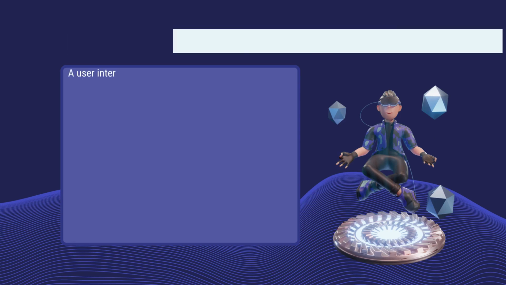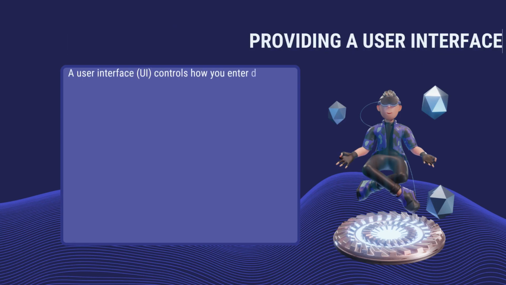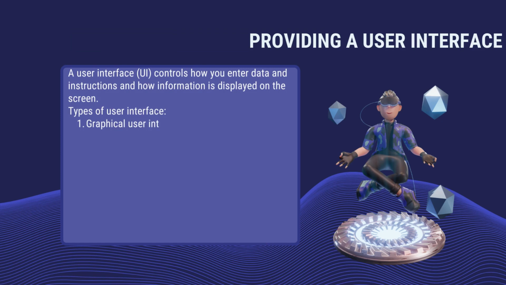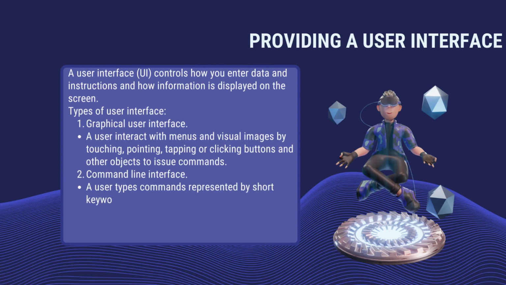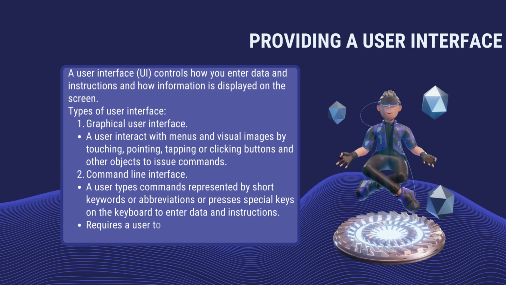Providing a user interface. A user interface, or UI, controls how you enter data and instructions and how information is displayed on the screen. Types of user interface: graphical user interface. A user interacts with menus and visual images by touching, pointing, tapping or clicking buttons and other objects to issue commands. Command line interface. A user types commands represented by short keywords or abbreviations, or presses special keys on the keyboard to enter data and instructions. It requires a user to use exact spelling, form and punctuation.